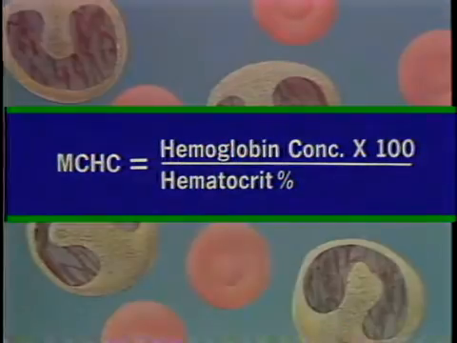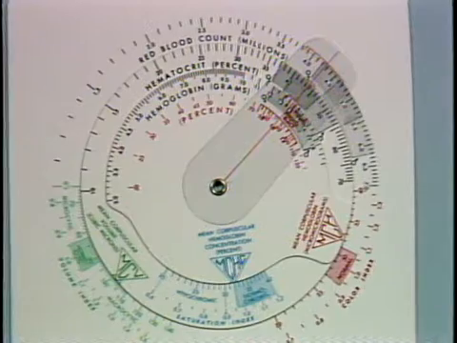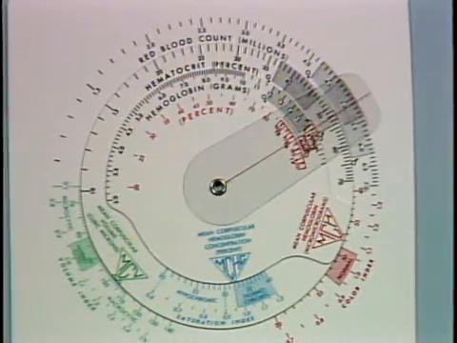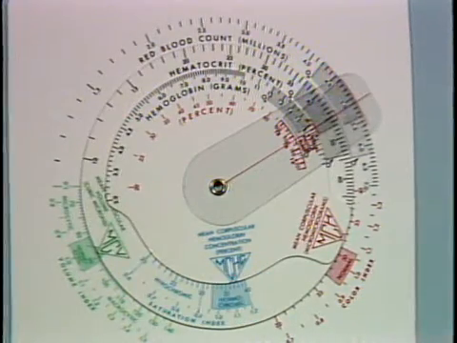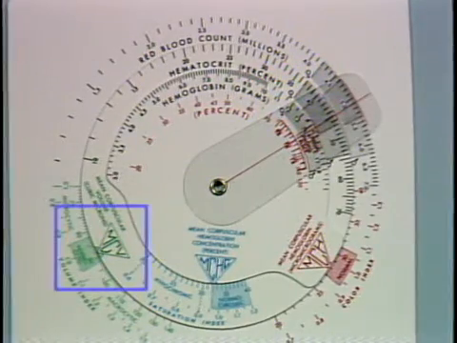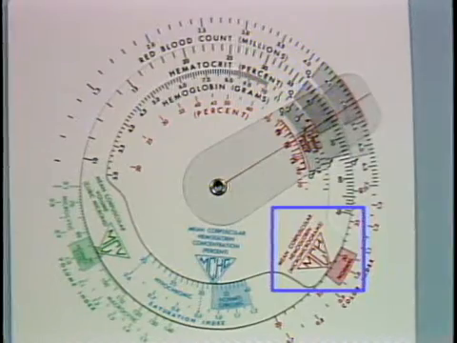To simplify the calculations of the blood indices, a device such as the BEST anemia classifier, which is similar to a slide rule, can be used. The red line indicator of the calculator is set on the determined values for the red blood cell count, hematocrit, and hemoglobin. The values for the three indices can then be read at the apexes of the colored arrows.